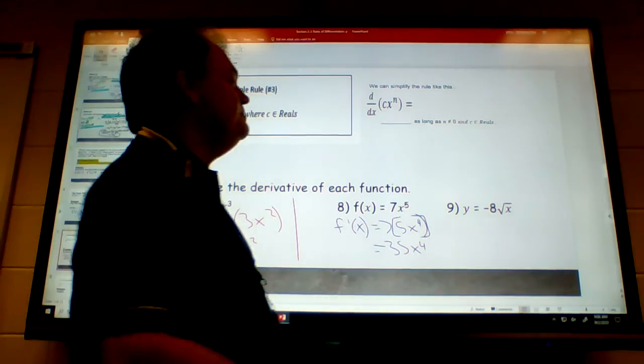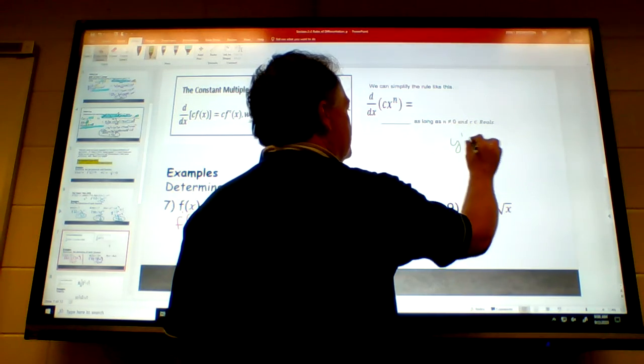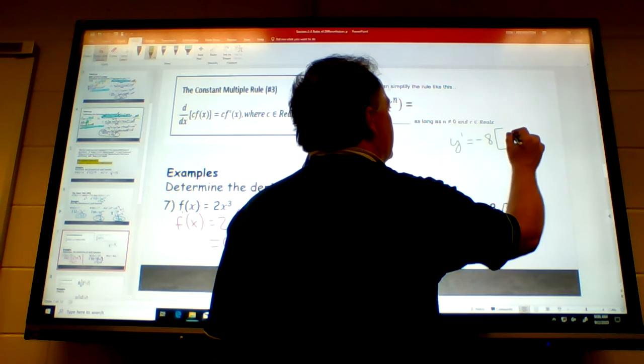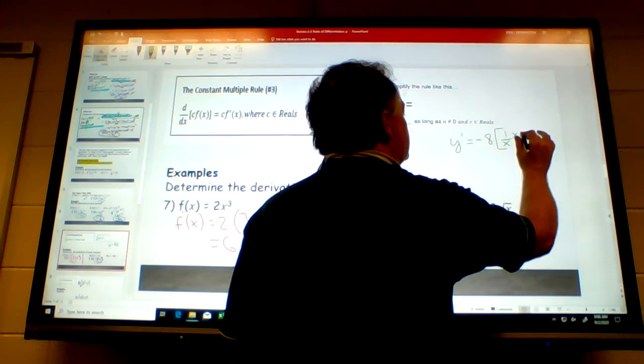And the same thing goes with y prime. I'm going to put y prime up here. So y prime equals -8, and then I have 1/2 x.